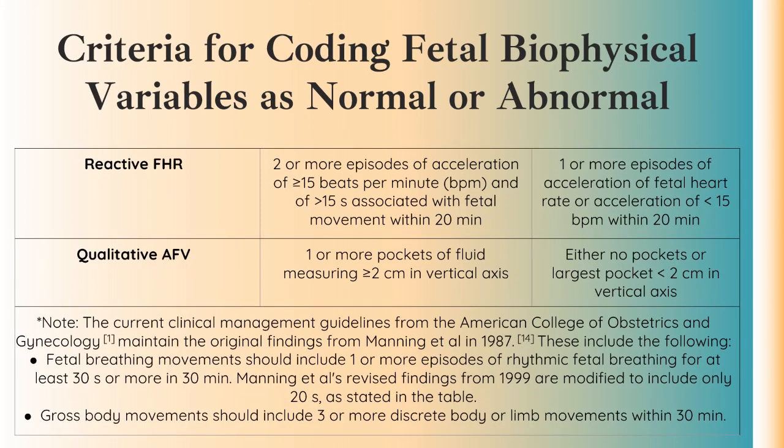So reactive fetal heart rate: 2 or more episodes of acceleration of greater than 15 beats per minute and greater than 15 seconds associated with fetal movement within 20 minutes. So that gets 2 points, and anything different than that or less than that is abnormal. And qualitative AFV, amniotic fluid volume: 1 or more pockets of fluid measuring at least 2 centimeters or more in a vertical axis gets 2 points. Or abnormally, if there's no pockets or the largest pocket is less than 2 centimeters in a vertical axis, that's abnormal and it gets a score of 0.